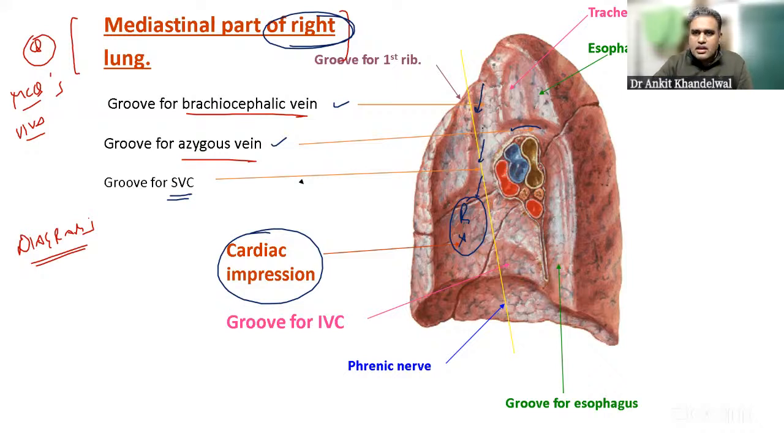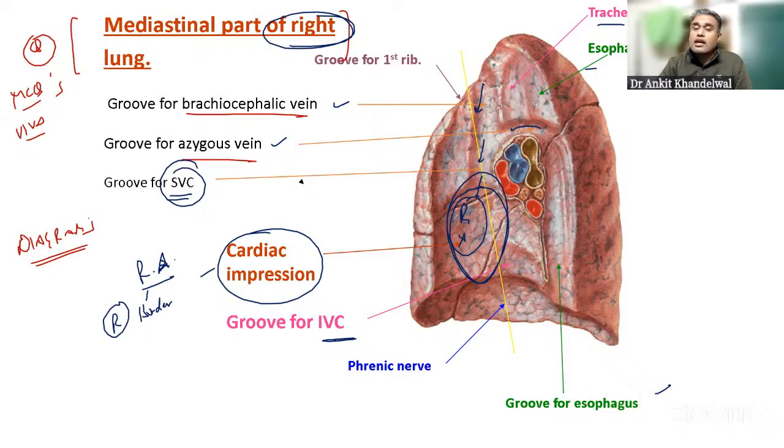Then you have the tracheoesophagus going down over here, the groove for the esophagus, the groove for the IVC. Again, here you will see the groove for the IVC. Why? Because the IVC also goes where? Into the right atrium. So this part of the lung is related to the right border of the heart. This cardiac impression is basically for the right atrium of the heart, which forms the right border of the heart. So from the top you are seeing the SVC and below you are seeing the IVC. Understand? Imagine there's a heart over here.